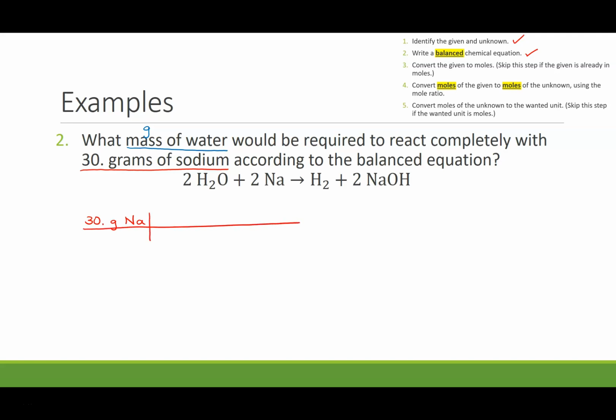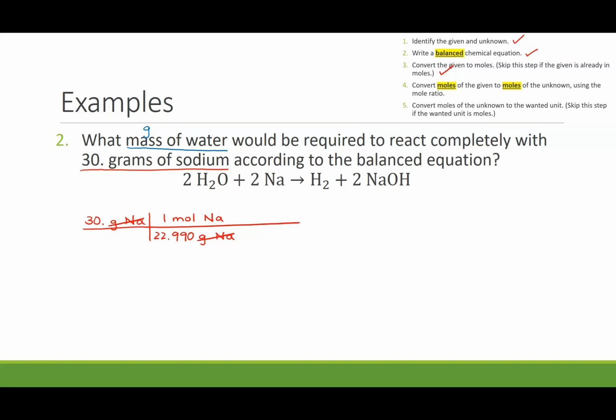And we are going to convert from grams to moles, so I need the GFM for Na. And the GFM for Na is 22.990, and we will put that on the bottom, 22.990 grams Na, and we'll put 1 mole Na on the top. The grams of Na will cancel out, and step 3 is done.